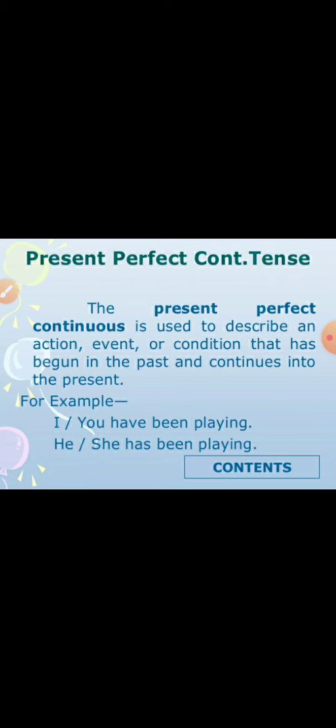Next comes present perfect continuous tense. Now, what is this present perfect continuous tense? Present perfect continuous tense is something that is used to describe an action, event, or condition that has begun in the past and continues into the present.